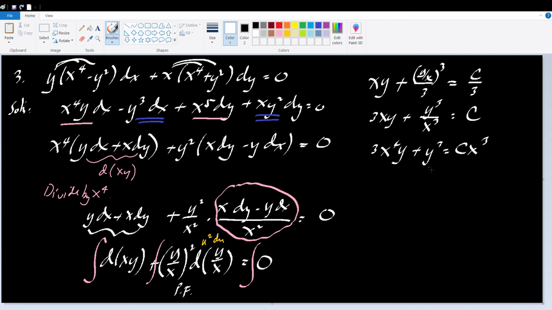Let us polish our final answer by factoring y: y times (3x to the fourth plus y squared) equal to cx cubed.